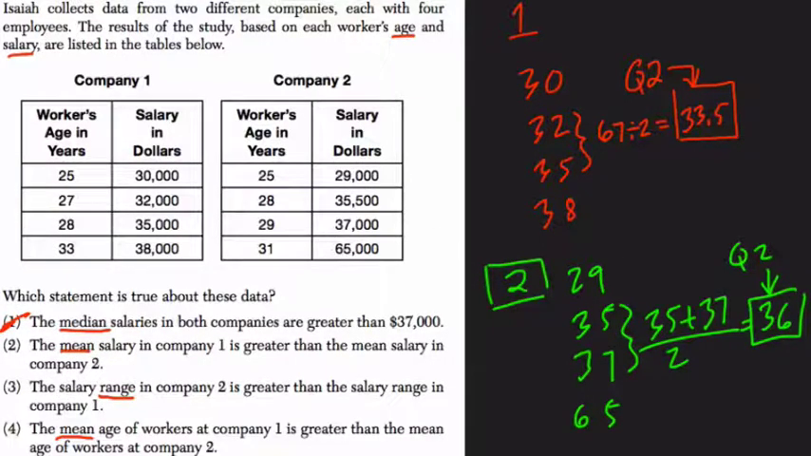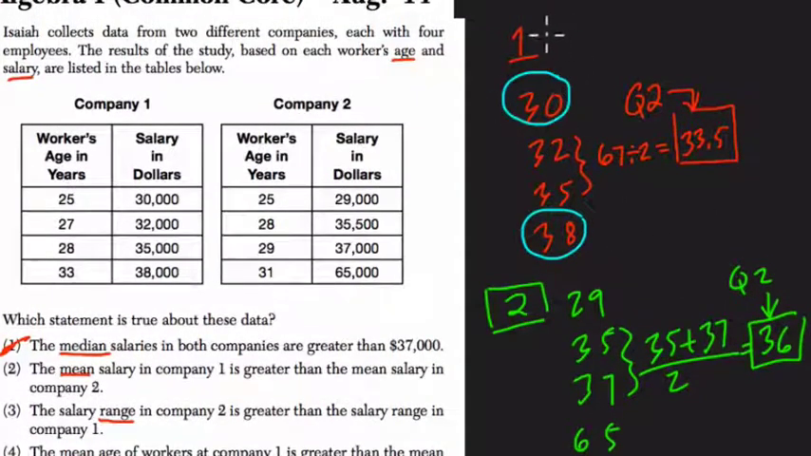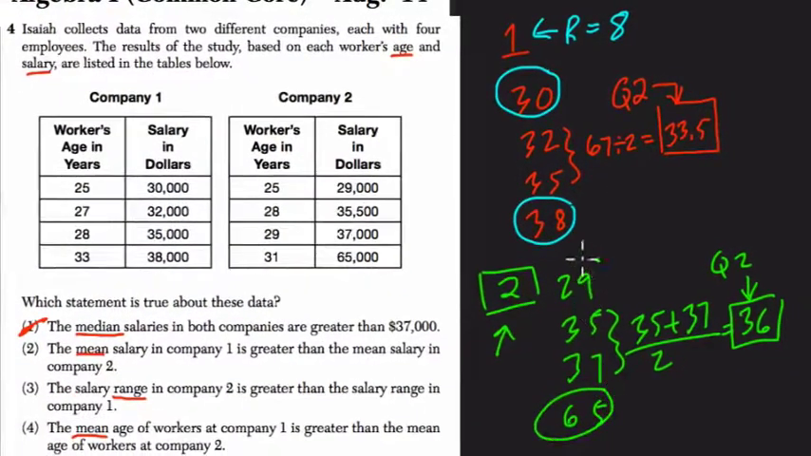I'll look at the range first because it's easier to look at. Range is the highest value minus the lowest value. So for the first one, the range, R I'll call it, is 8,000. In the second one, the range is from 65 to 29. 65,000 minus 29,000 is 36,000, right? R is 36.